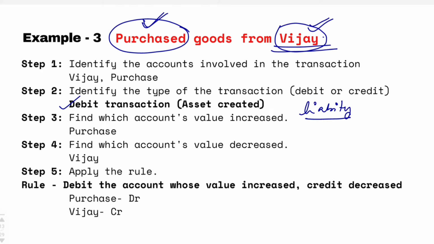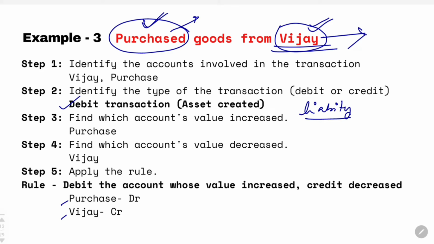So if I am thinking from that angle and I am thinking of it as a credit transaction, then according to my credit transaction rule, whichever value increased, I have to credit, and the other one will be debit. So again, if I think of this transaction as a liability creating credit transaction, then also I will credit Vijay's account and debit purchase account. That is what is happening here.